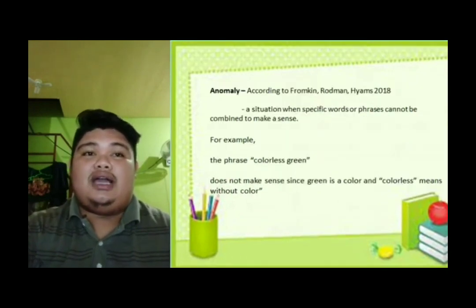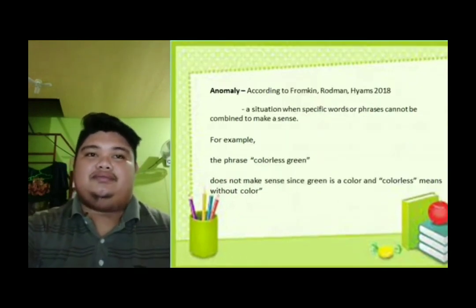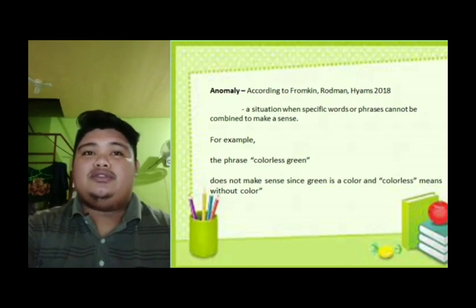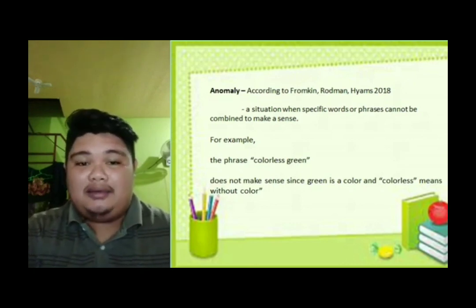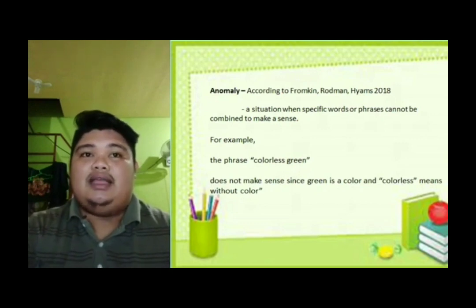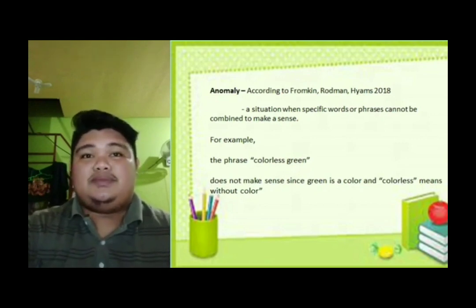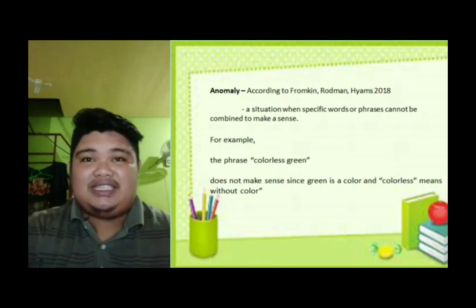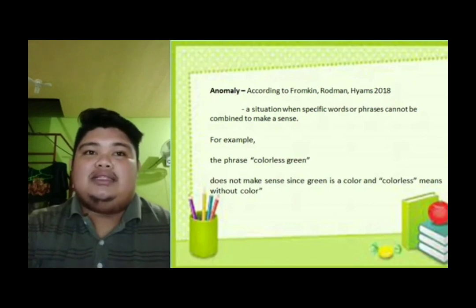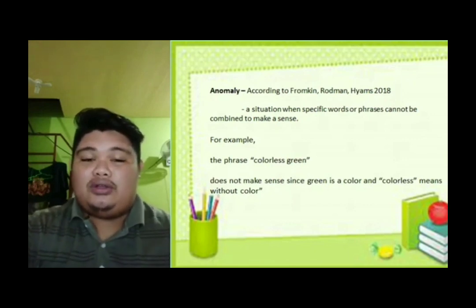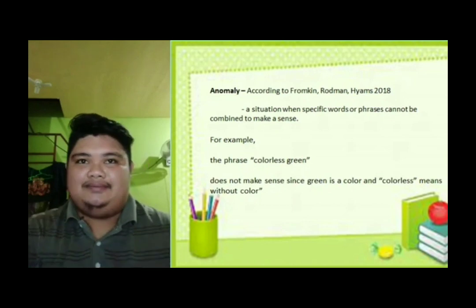Now, for anomaly. According to Franklin, Rodman, and Hyams 2018, it is a situation when specific words or phrases cannot be combined to make sense. Now, for example, the phrase colorless green.